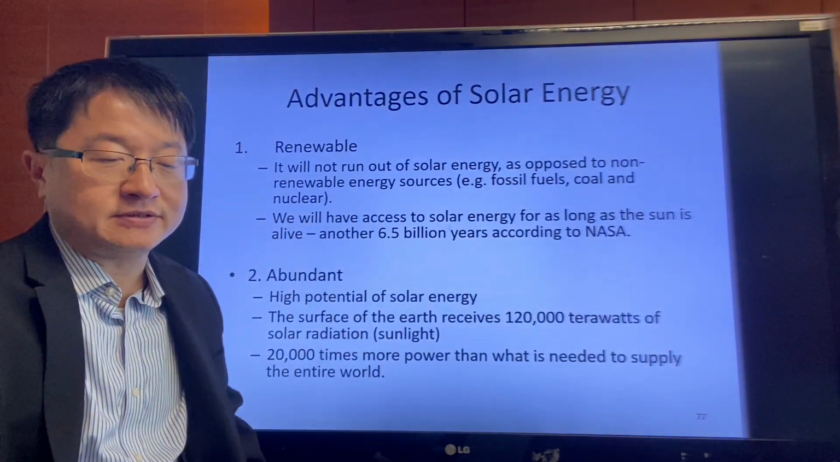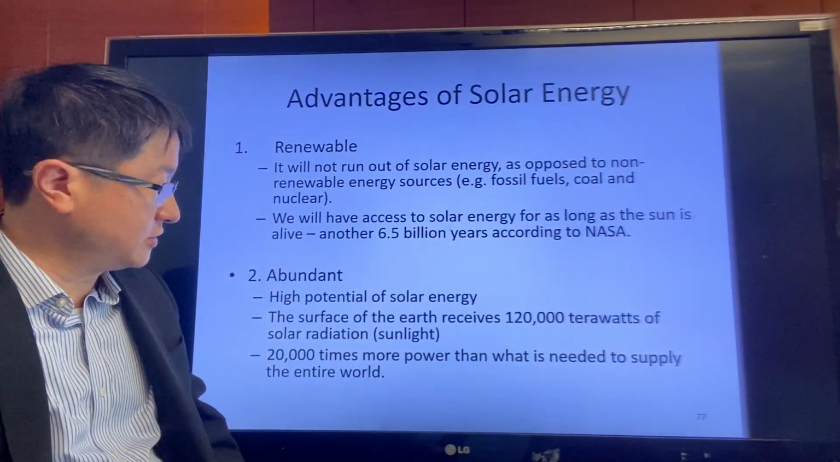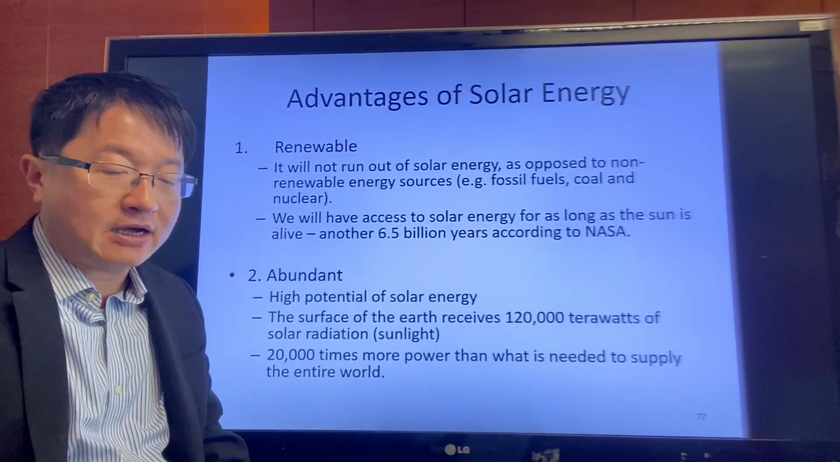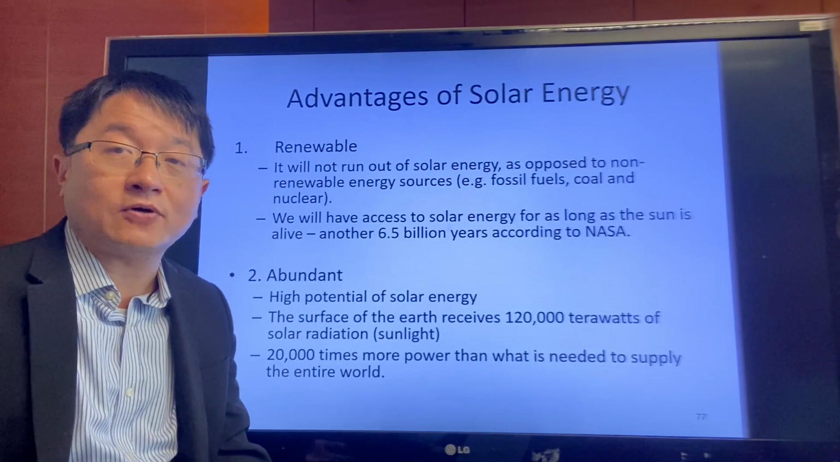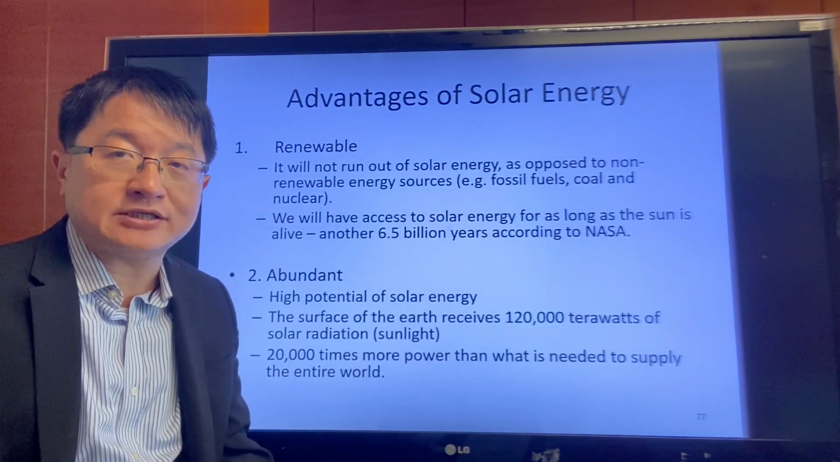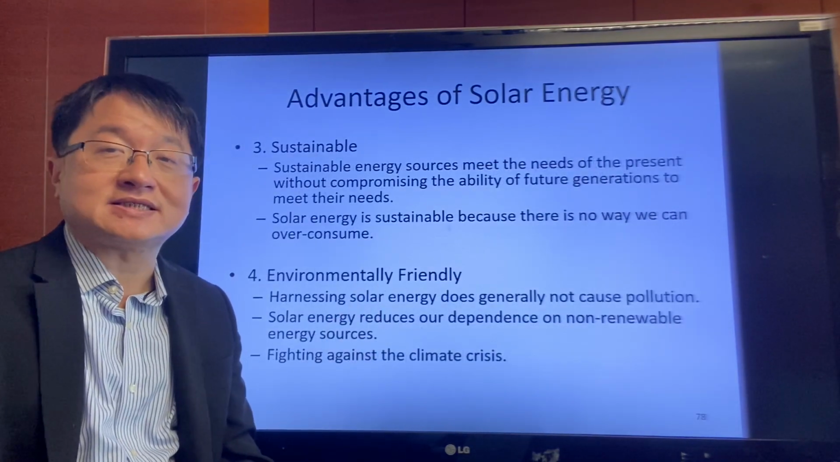Second is abundant. The power from solar energy is about 20,000 times more than the power required on the earth today, assuming that you can harvest all those solar energies from the sun. So it's abundant, and also it is sustainable.